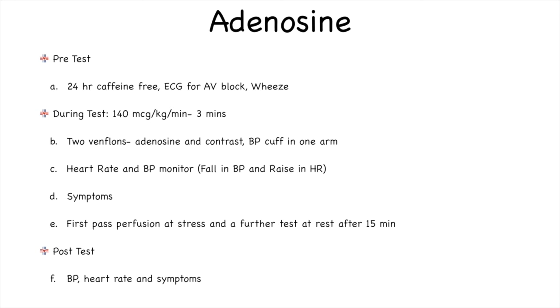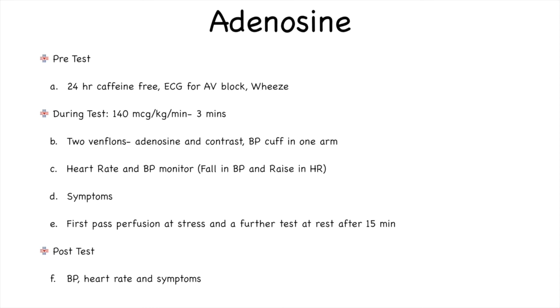Patient is asked for asthma history, and the lungs are examined for any active wheeze. Imaging protocol consists of routine cine images, which are followed by adenosine stress imaging, whereby adenosine is infused for 3 minutes at a dose of 140 microgram per kilogram per minute. 2 venflons are put in patients, one in each arm.